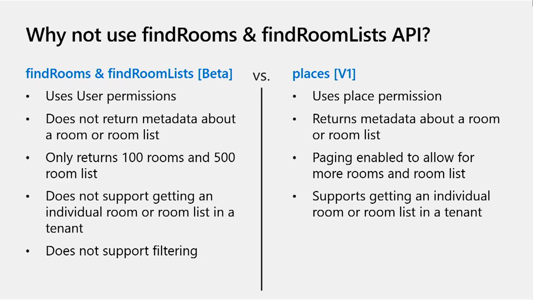We also support getting an individual room or room list in a tenant. So the previous Find Rooms and Find Room Lists API did not support that. And finally, we have query parameter support. That means that you're able to filter for whatever you'd like. So if you want to find all the conference rooms that are in building 1 on floor 3, you're able to query for that.